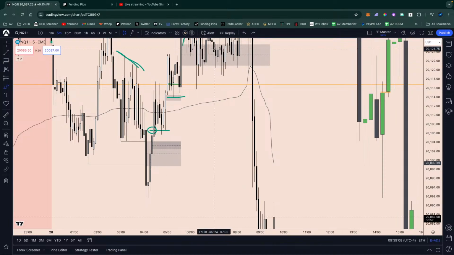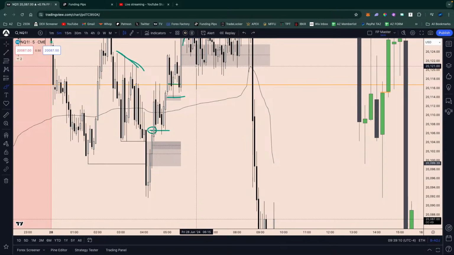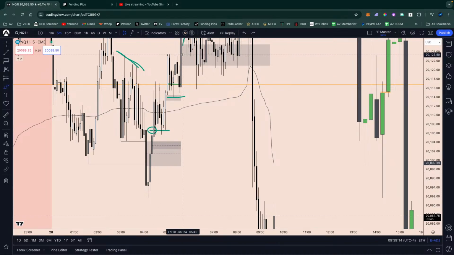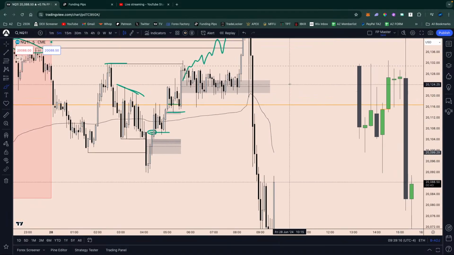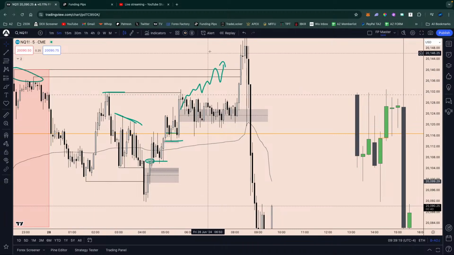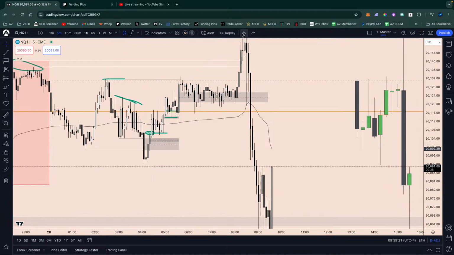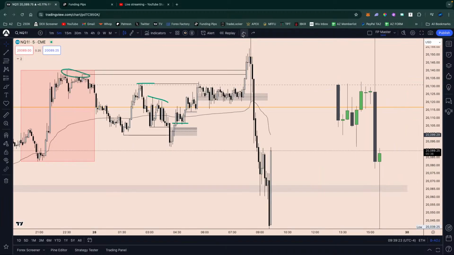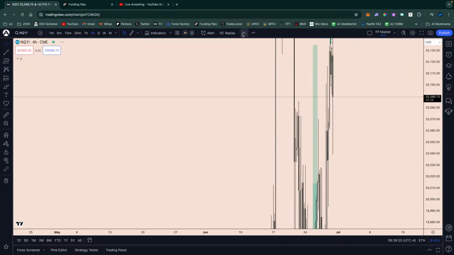But as you can see, the wick has done the damage, but the body stayed inside this fair value gap. So I'm happily holding until my buy side target is met. Yeah, and that's essentially the London session recap. Very nice trade.